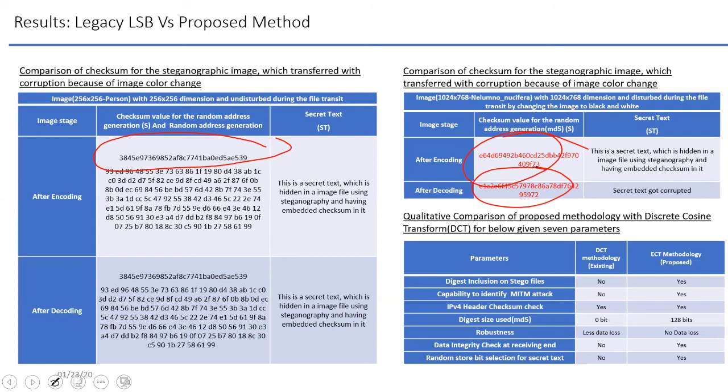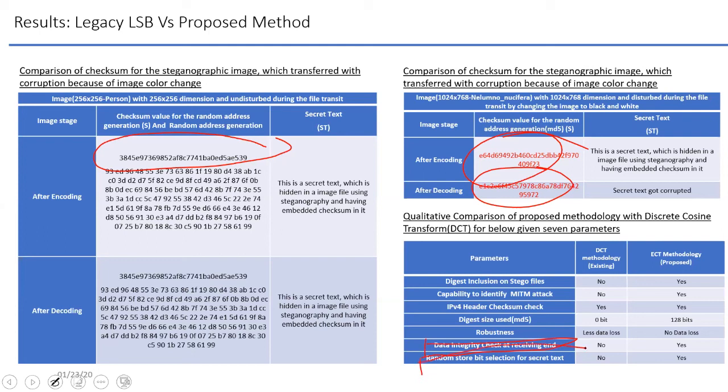So what are the advantages of the proposed methodology over the existing legacy technologies? There is no digest inclusion in earlier ones, which is novel here, and there is the capability to identify a man-in-the-middle attack. Earlier algorithms won't tell you that it went through an attack, but using the proposed algorithm, we'll be able to figure it out. And there is also a data integrity check, which was not there before.